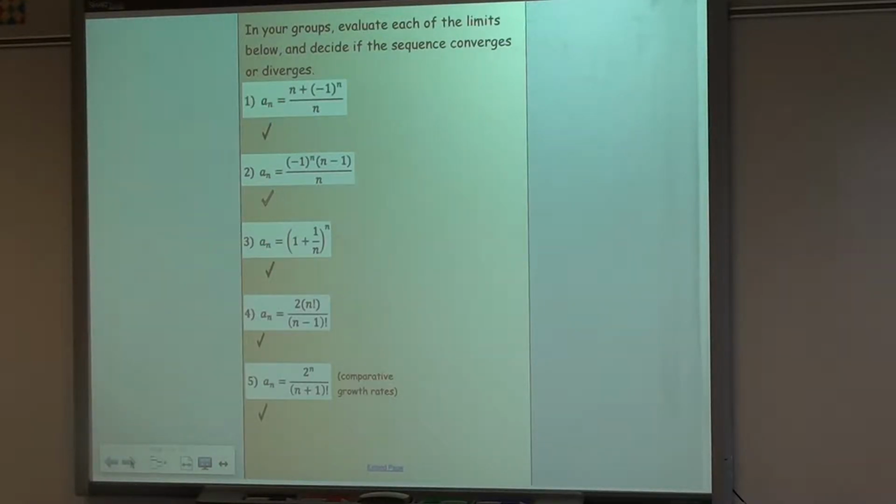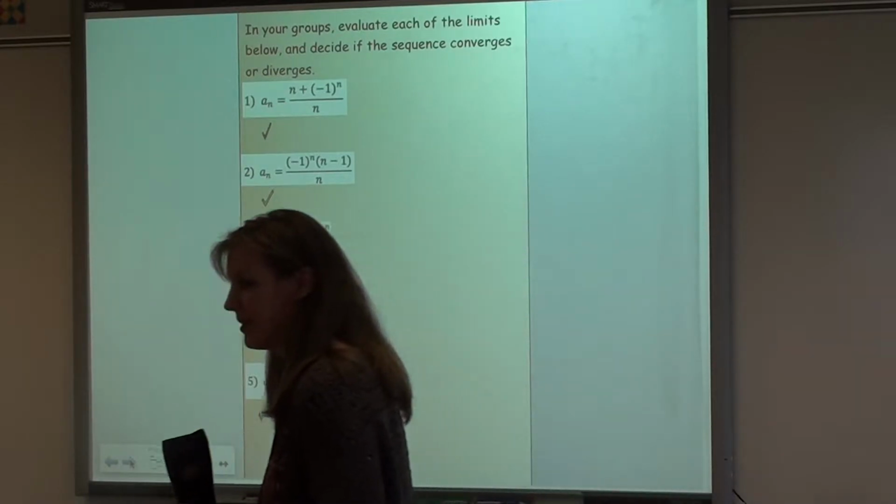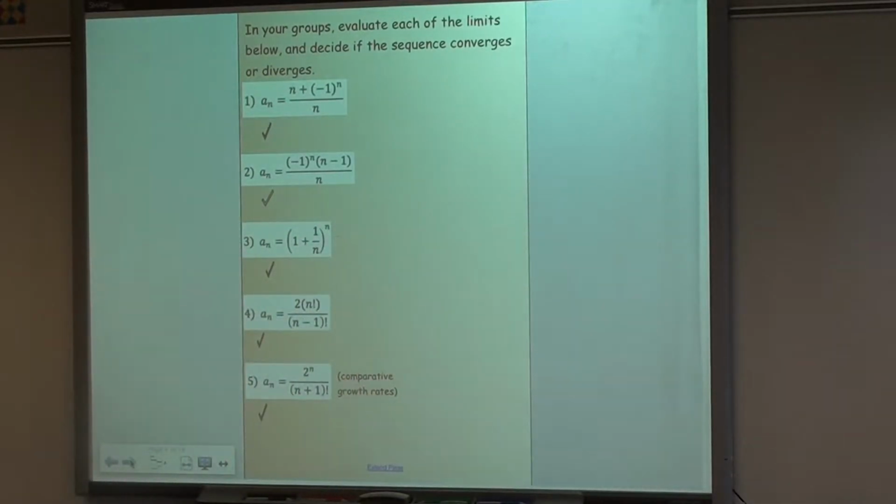There's a lot of, well there's not a lot, but there are several problems that make you really think about that -1 to the n. There is a big difference between adding -1 to the n and multiplying by -1 to the n. So I want you to just discuss. Some of these just require some thinking. Talk about them, think about them. If you're not sure, try plugging in numbers like a billion.